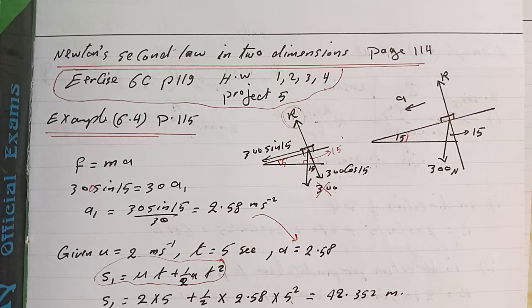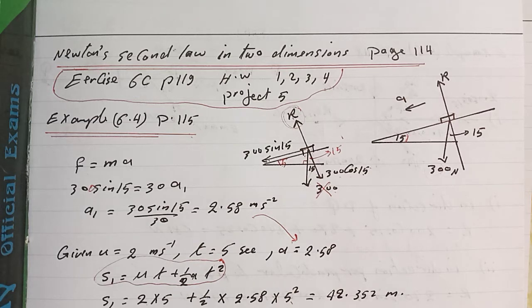This lesson is on page 114, Newton's second law in 2 dimensions. Exercise 6C, page 119. Your homework is 1, 2, 3, 4, and the project is number 5. And I'm going to take 2 examples, example 6.4, page 115, and 6.6.